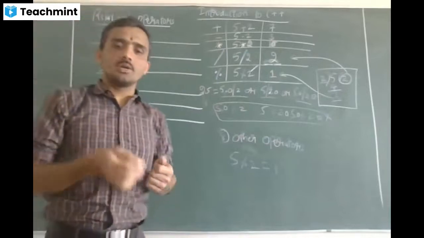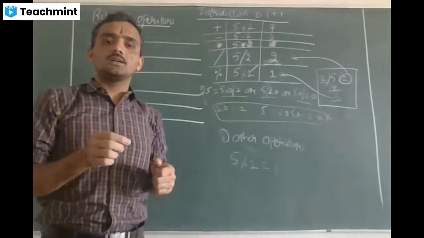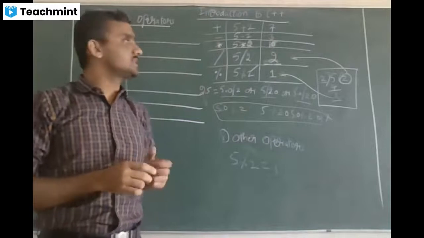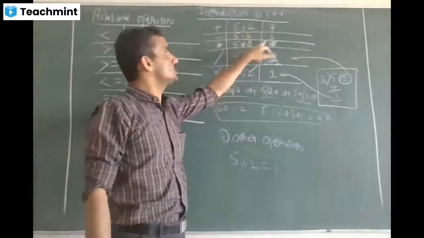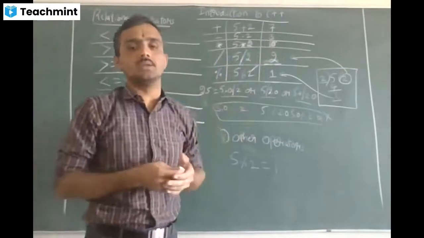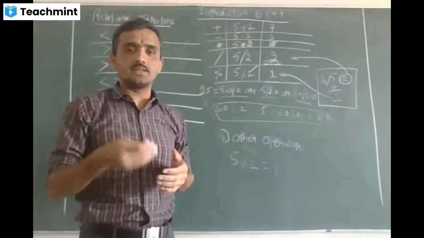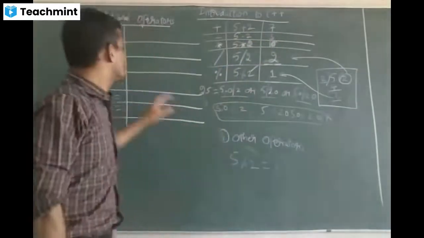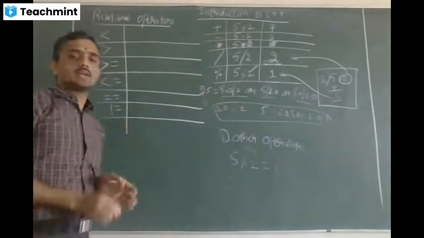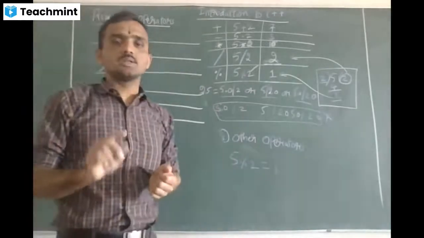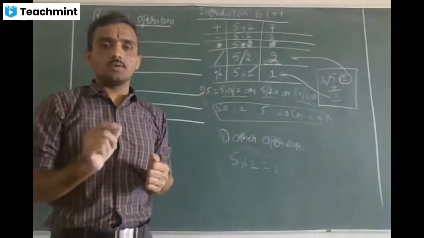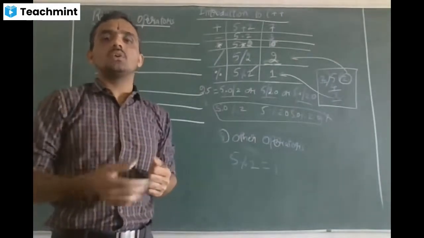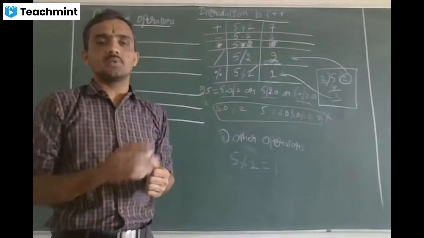In the case of arithmetic operators, we get a definite result. For example, 5 plus 2 gives 7, and 5 minus 2 gives 3. We are getting some definite value. But in the case of relational operators, we will get only two values, 1 or 0. 1 means true, 0 means false. These are the two results we get from relational operators.